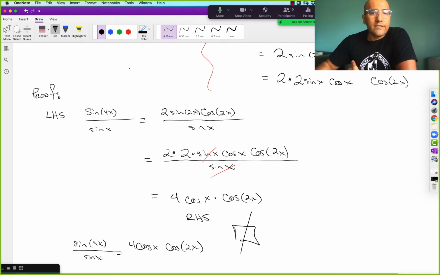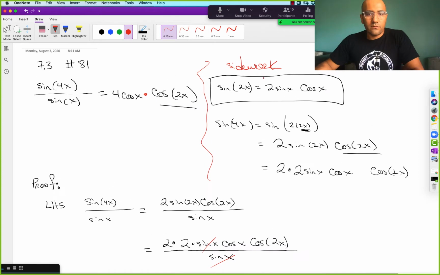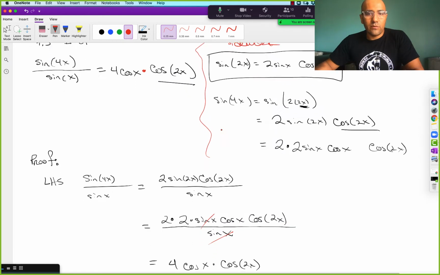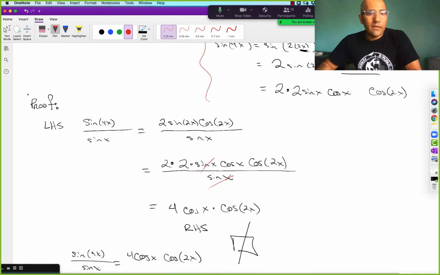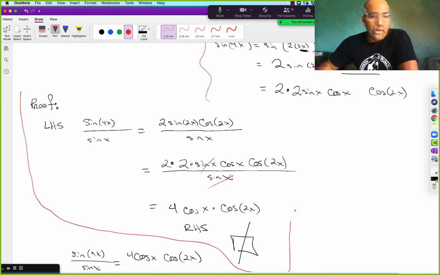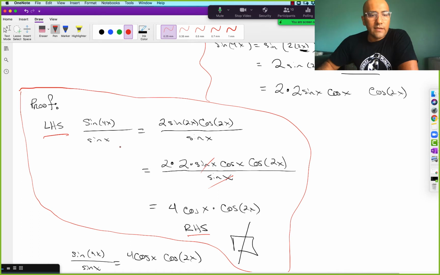For tomorrow's test, to get full credit, make sure that you do your side work, and I do want to see the side work. It's important to see where it comes from. And then you need to put it into a nice formal presentation. You have to start on one side, either the left side or the right side, and manipulate it. You can use any of the identities that are in the boxes in chapter 7. There's some in chapter 6 as well, 5 and 6 or 7.